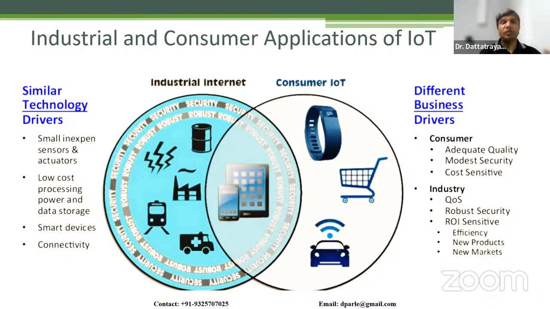For example, when someone connects a sensor to a washing machine, they started calling it a smart washing machine, right? Smart fridge, smart car. Now everything started becoming smart. So new products started coming into the picture, and some started entering new markets. So there are different business drivers, but the technology is the same.